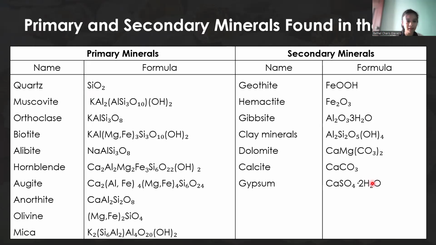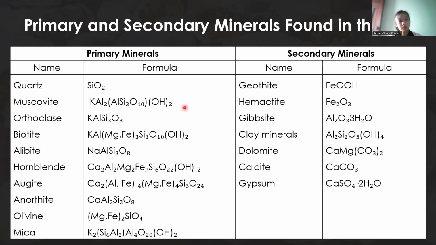And si quartz, abundant and stable form yan ng minerals and with a simple silica composition. Ayan. Pagdating naman dito kay muscovite, mas complex siya. It contains potassium, ayan, yung K, aluminum, and then silica, oxygen, and hydroxyl groups.